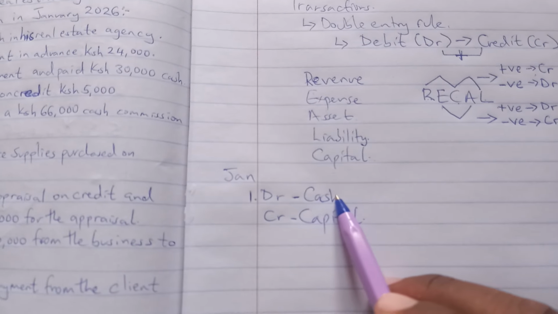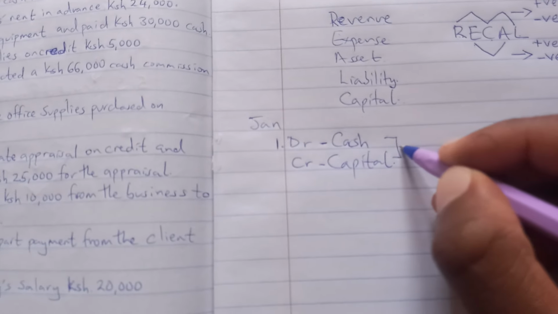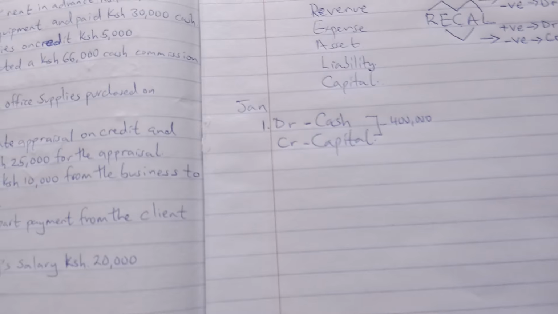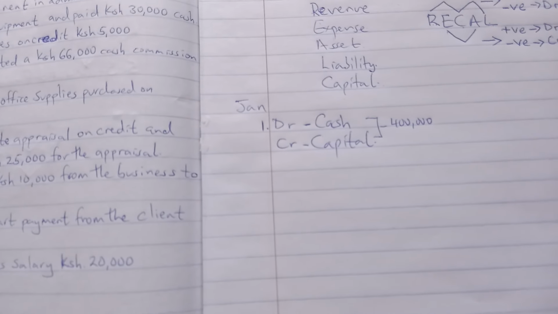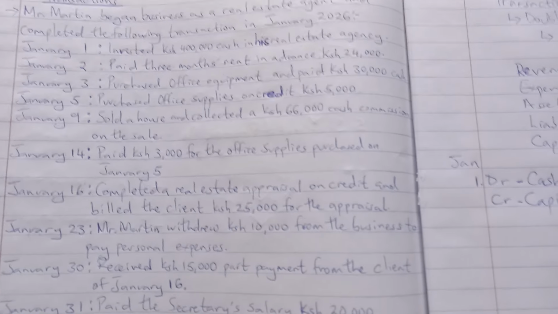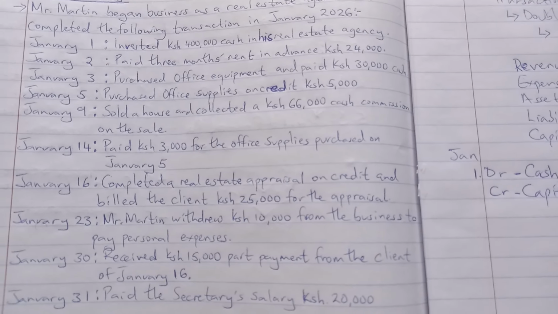So we debit cash and we credit capital with that amount, 400,000. Okay, 400,000. Simple as that. So now let us work together in all these other transactions.